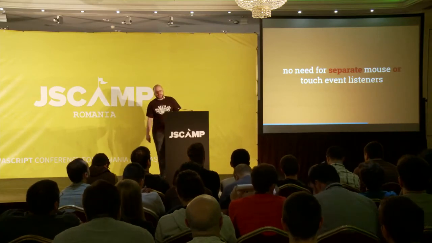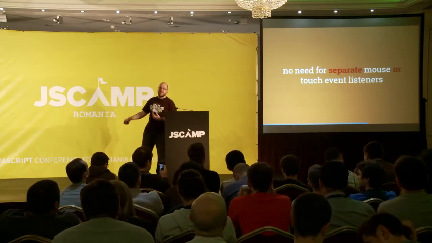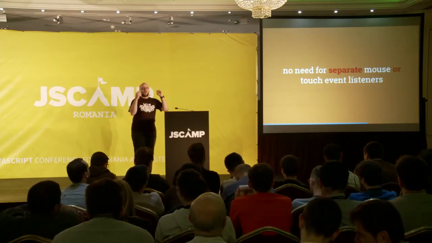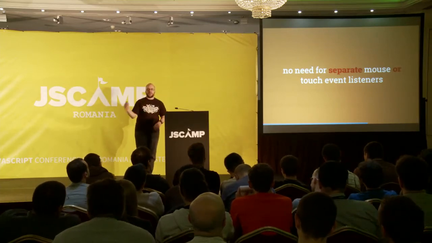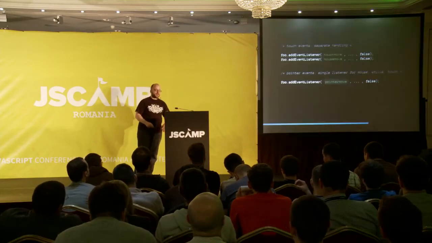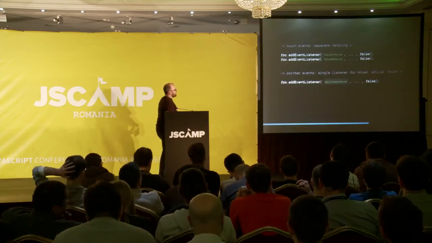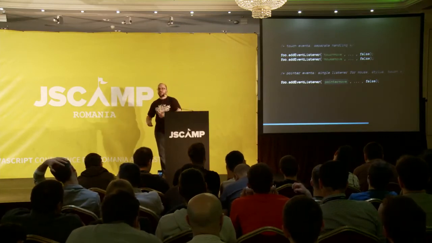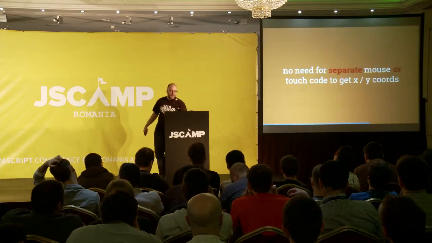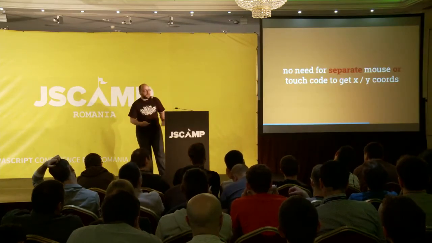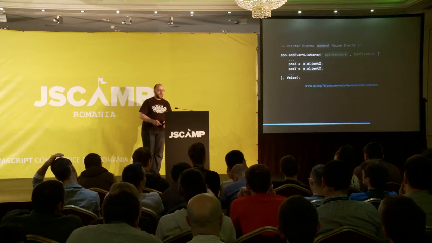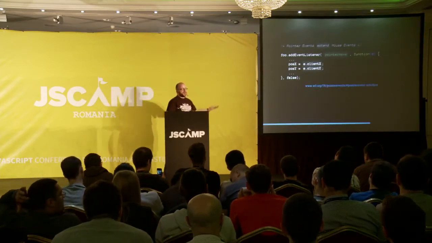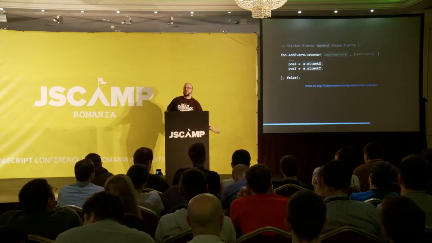Now, with pointer events, you don't need separate listeners. Once you start listening to pointer events, you're already covering touch, stylus, mouse, and trackpad. So you just do one listener rather than having to double them up for touch and for mouse, and then doing prevent default and everything else. No need for separate forking in your code to get the X and Y coordinates, because, as I said, pointer events extend mouse events, so you get the X and Y coordinates as you would expect them with mouse.